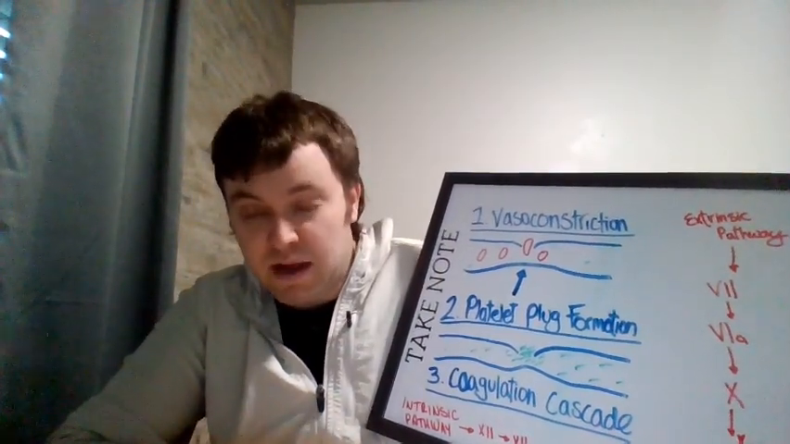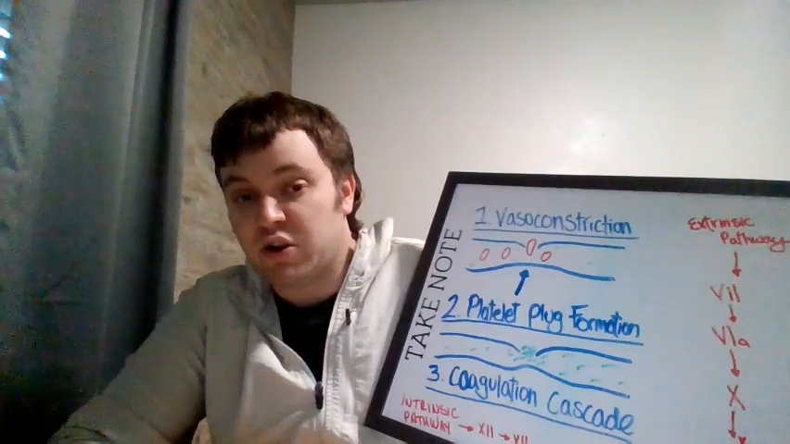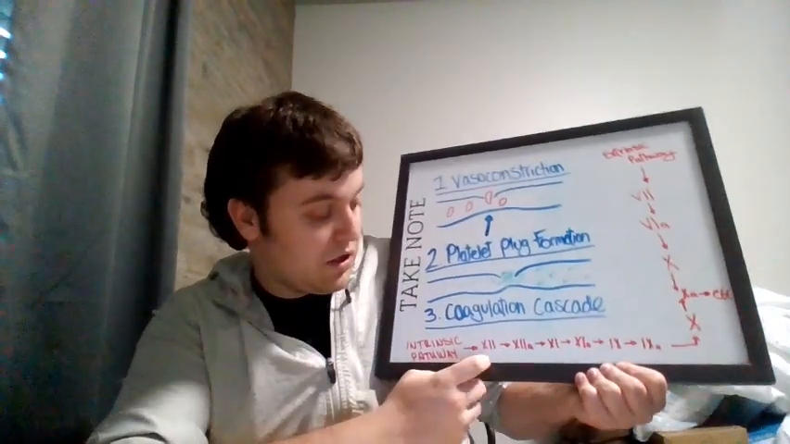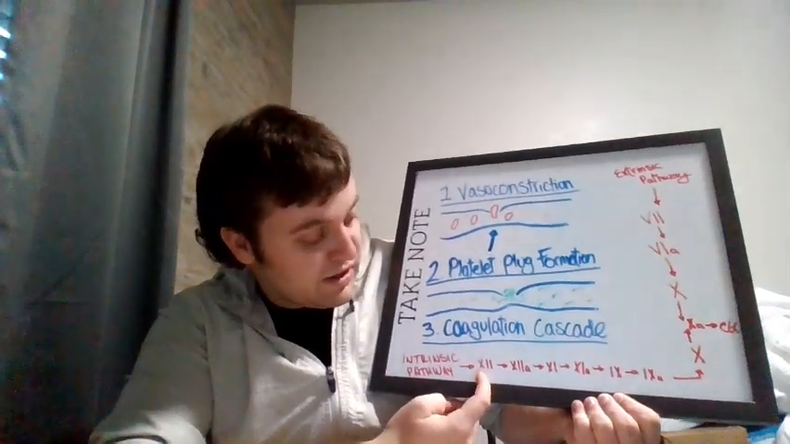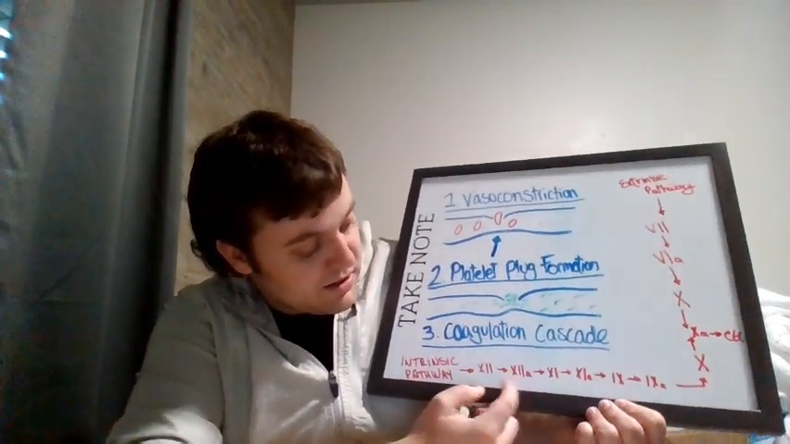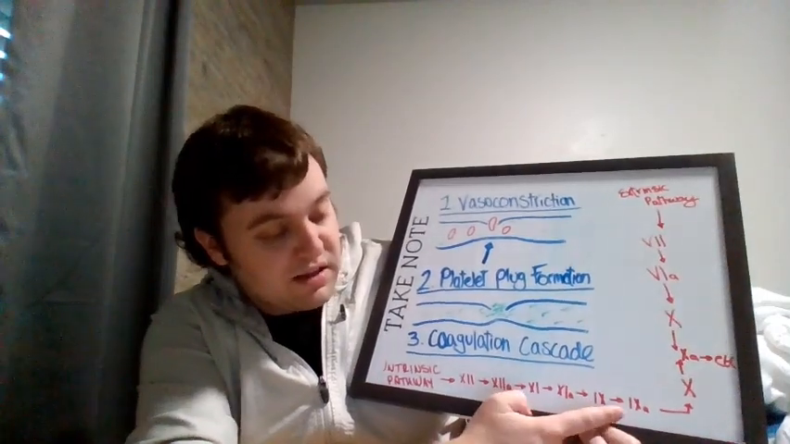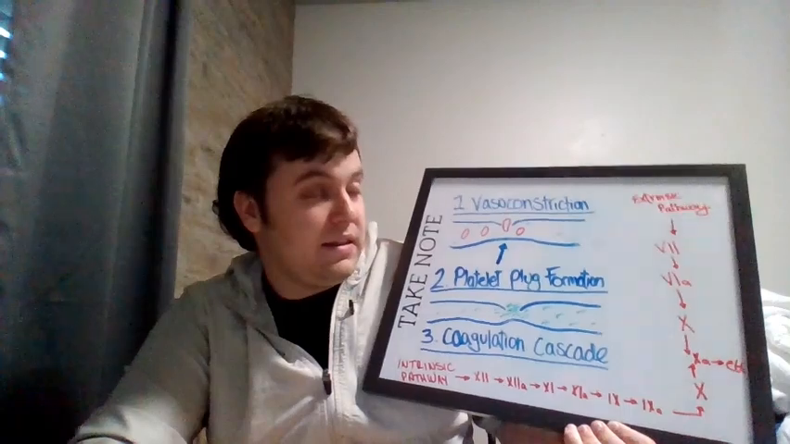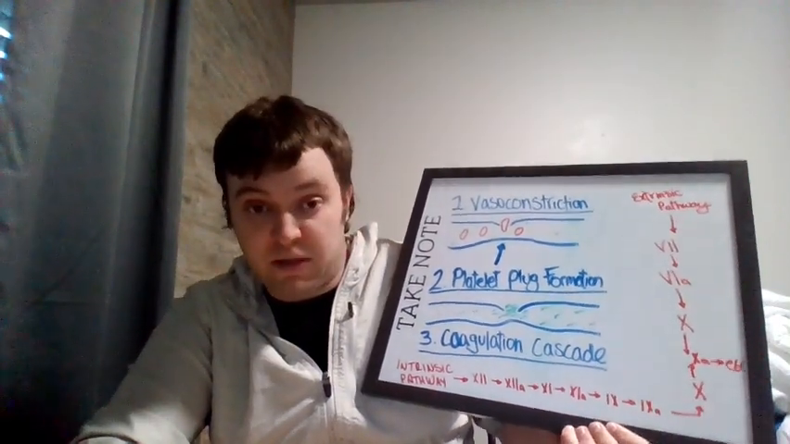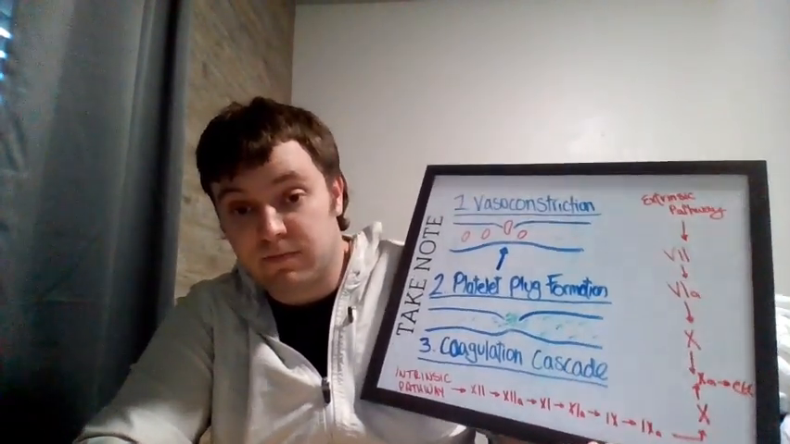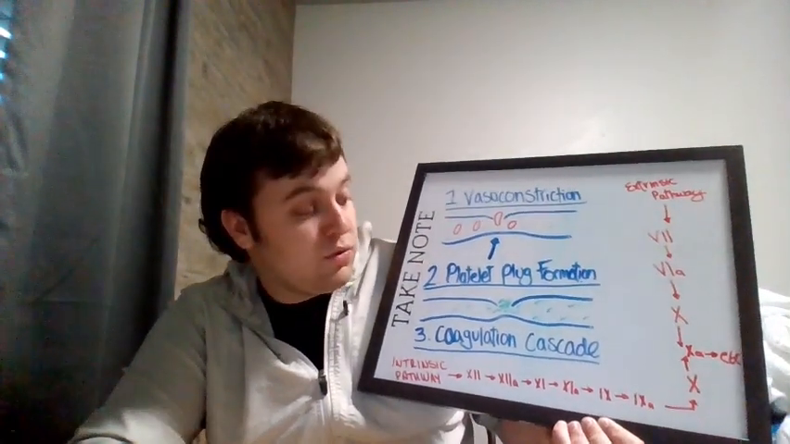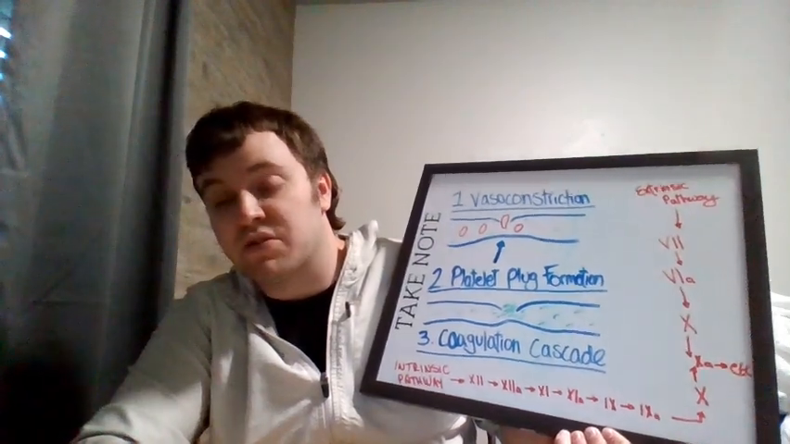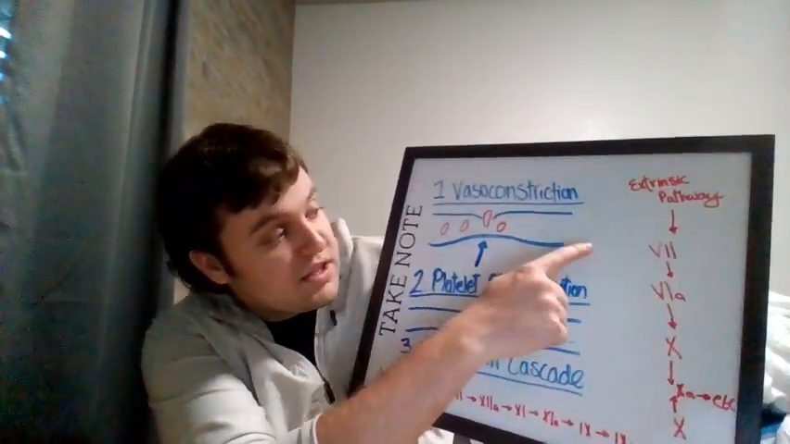The intrinsic pathway, which is triggered by the damage of the blood vessel itself, and that is going to include factors 12, 11, and 9, as well as 8. Okay, and the extrinsic pathway is triggered by tissue factor, released from outside of the vessel, and it involves factor 7, as we can see up here.